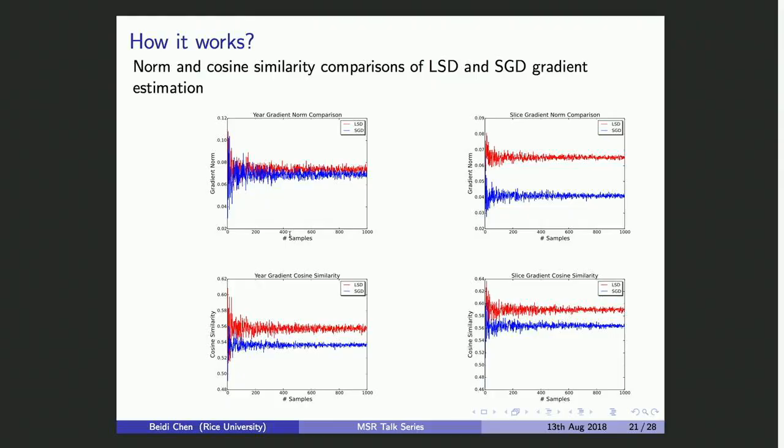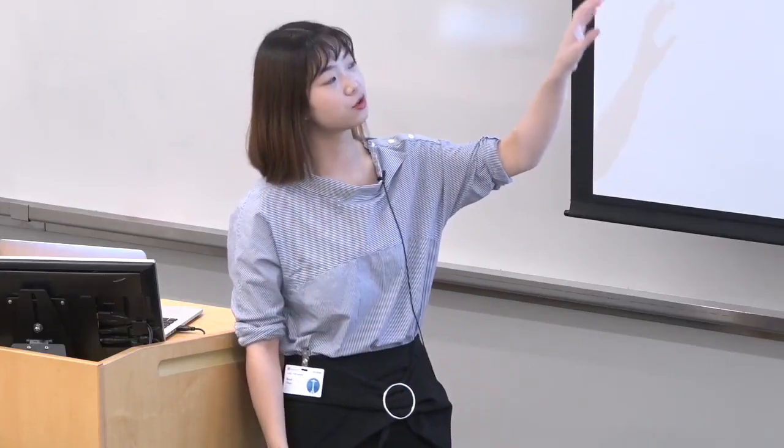Okay, and this is a sanity check of whether we really retrieve gradients that are better than SGD. The red line is the gradient norm for the first two plots, and the red line is our algorithm. At every update, the point we choose has a gradient norm much higher than what SGD usually chooses.